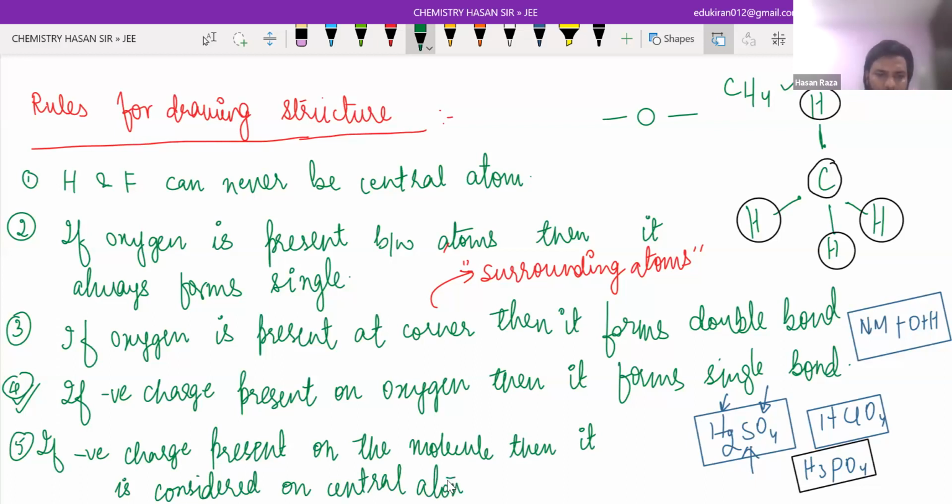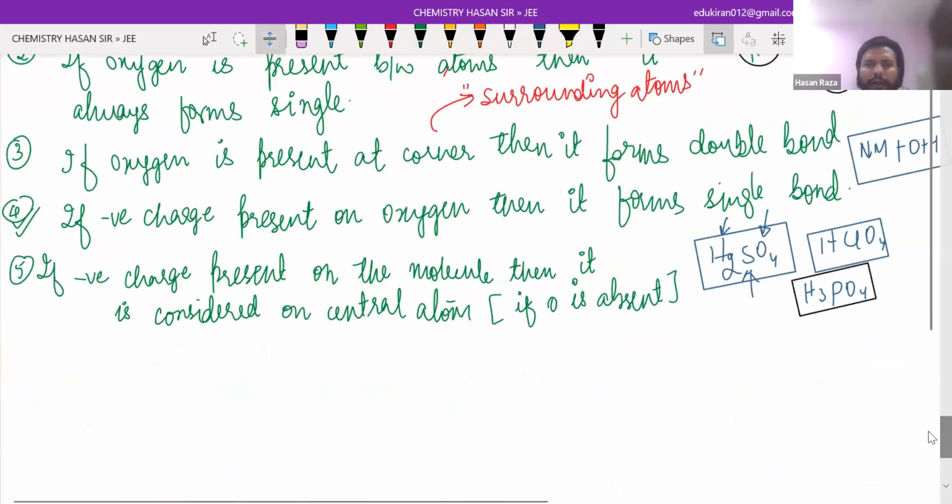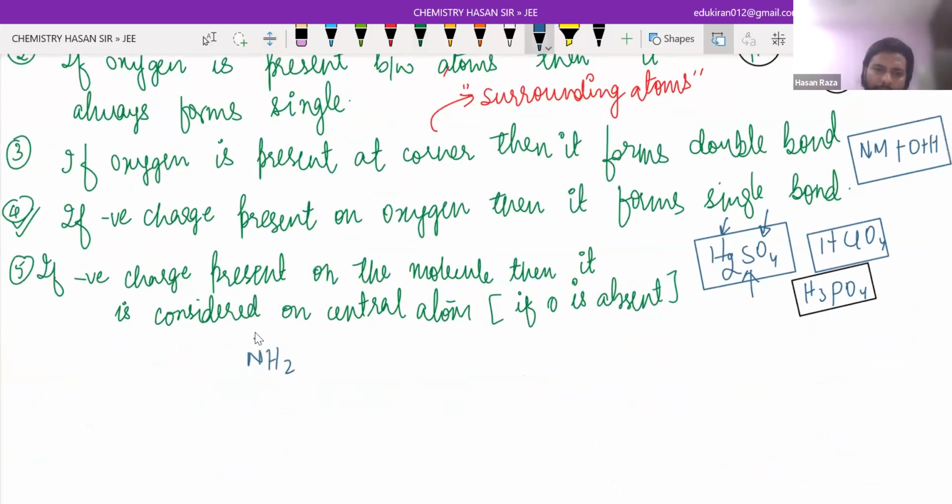Just wait a minute. On the central atom, and in brackets you are going to write "if oxygen is absent." What I want to say is that if you have a molecule, like NH2 negative here, the central atom is nitrogen and there is no oxygen. So this negative charge will be on the central atom.